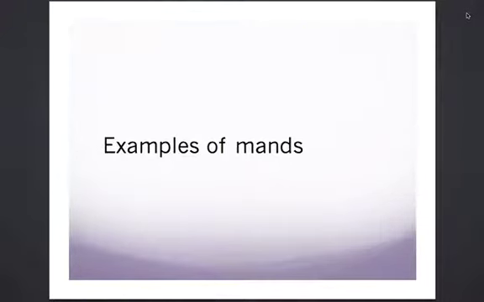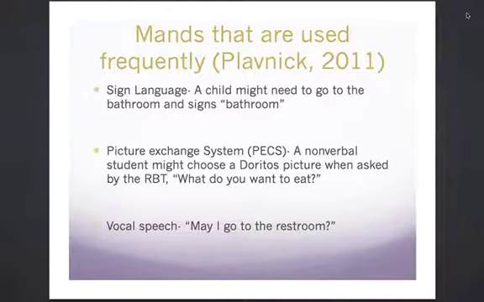So, some examples of mands. We've talked about how verbal behavior does not always have to be vocal speech. It just has to be mediated by a reinforcer. So it could be sign language. A child might need to go to the bathroom and signs bathroom. It could be the picture exchange system, PECS. So a nonverbal student might choose to read his picture when asked by the RBT, what do you want to eat today? And it can also be vocal speech like, may I go to the restroom?